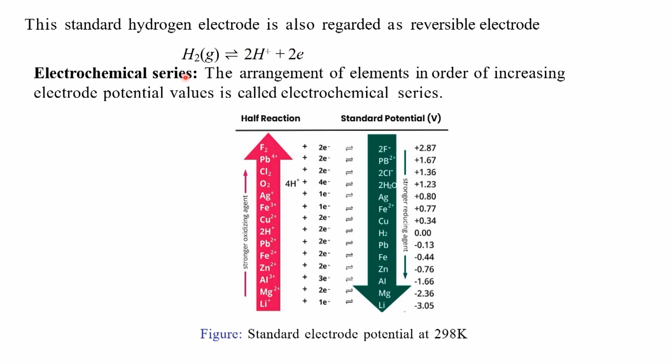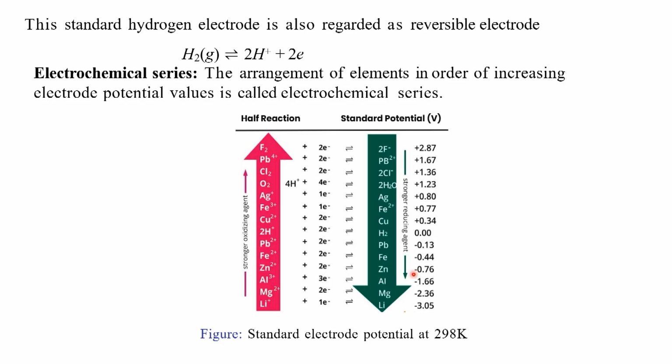Next, we discuss the electrochemical series. The arrangement of elements in order of increasing electrode potential values is called the electrochemical series. You can see as we go from bottom to top, the electrode potential value increases here, right? As we move from bottom to top, these are the stronger oxidizing agents, and if we go from top to bottom, these become stronger reducing agents.